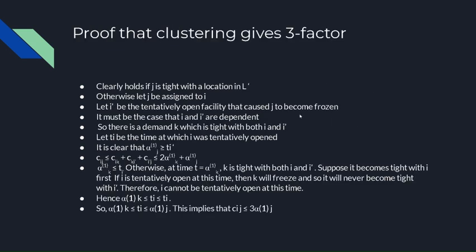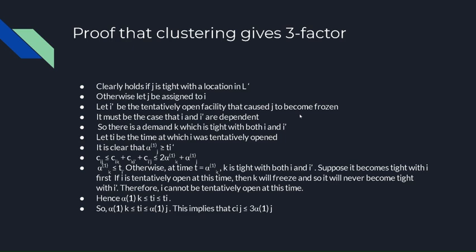Now let's come to the proof that clustering gives a 3-factor approximation. So the first case here will be that j is a demand that became tight at location I in L dash. So in that case we can say that for this location I, C of ij is less than or equal to alpha 1 j, which is less than or equal to 3 alpha 1 j, so we have no problem.